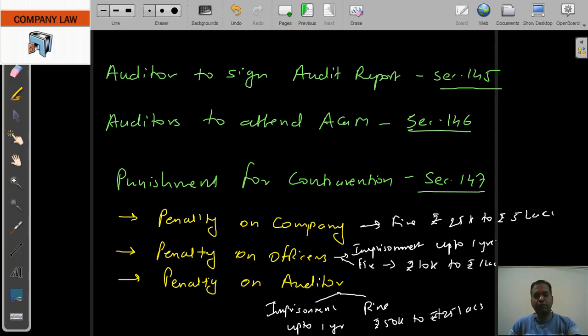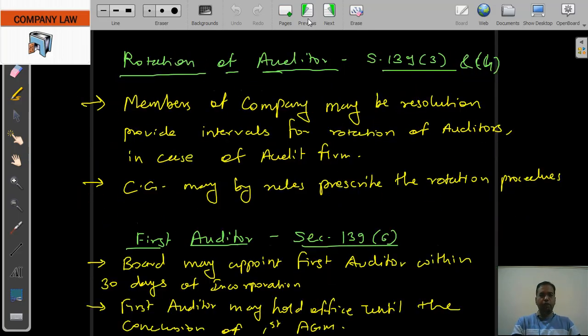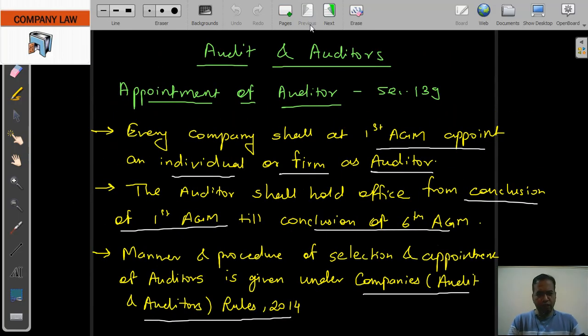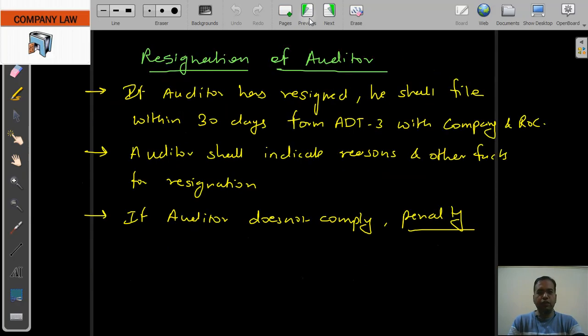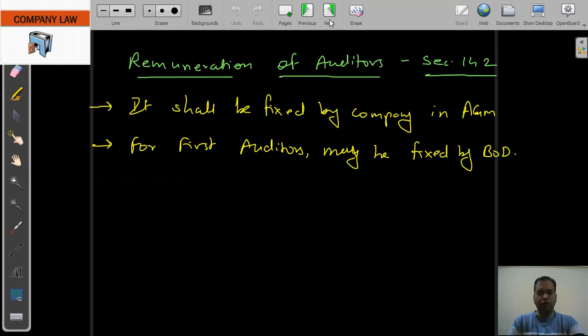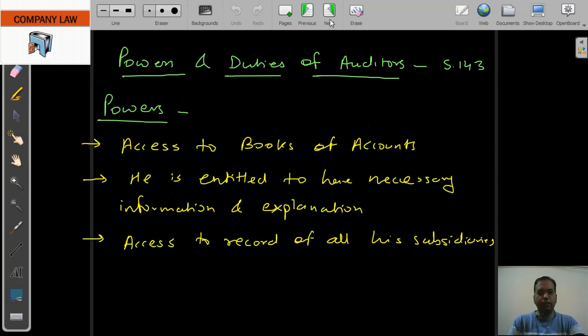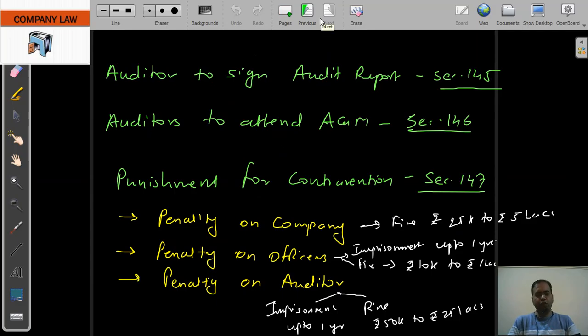So these are the provisions we have studied today. We have completed the audit and auditor part. We have discussed the appointment of the auditor, then the rotation of the auditor provisions, removal and resignation of the auditor, qualification and disqualification of the auditors, the remuneration of the auditor, powers and duties of the auditors, and then that the auditor should not provide certain services, and there are some miscellaneous provisions regarding signing of the audit report, attending the AGM, and the punishment for contravention.